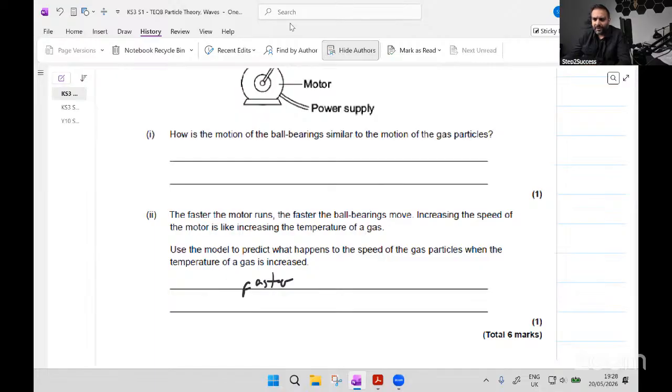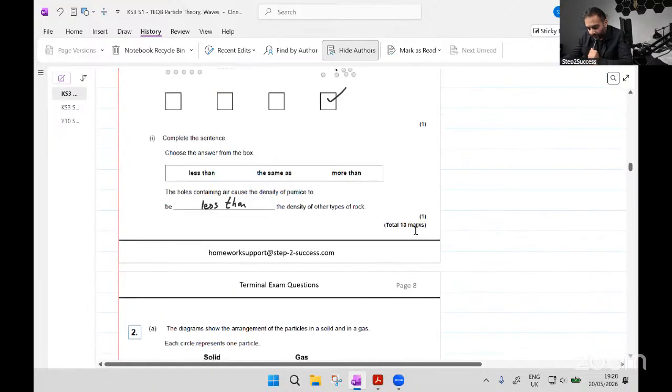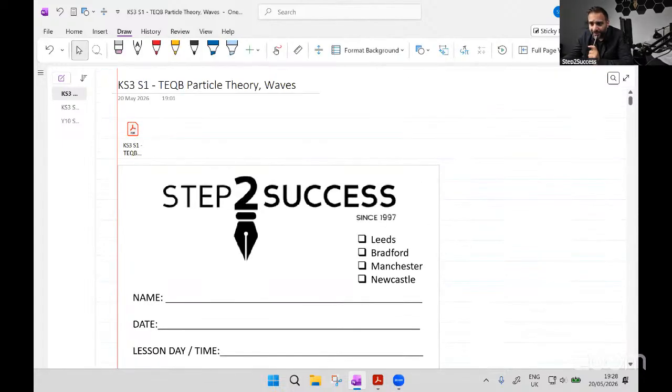Booklet three, two, I don't understand what's happening here. Right, so I'm going to move on. I think that's all of booklet one done, at least any questions from booklet one that I can see.